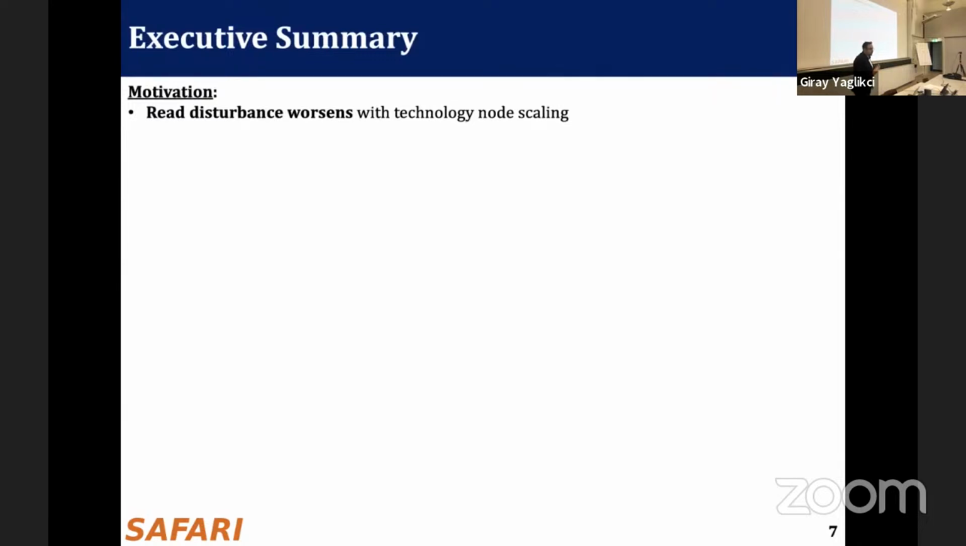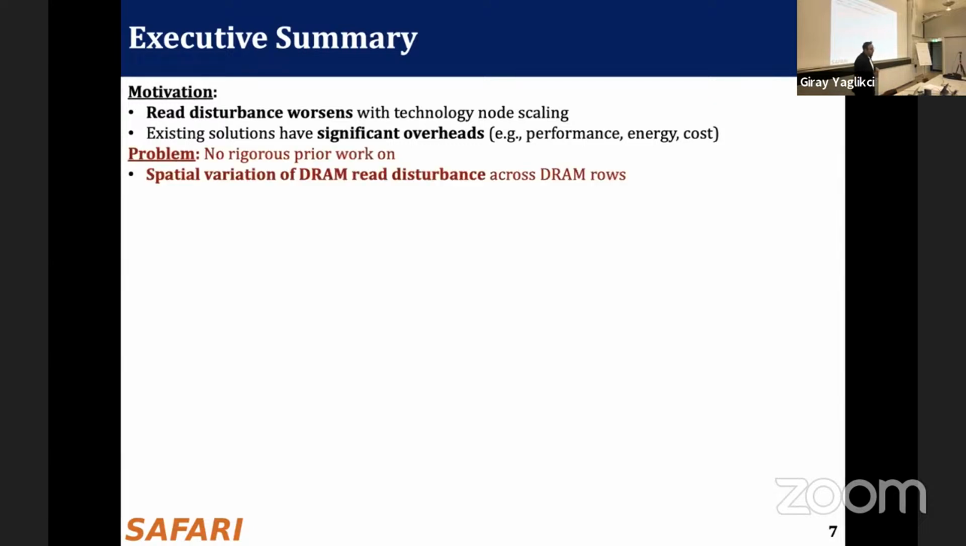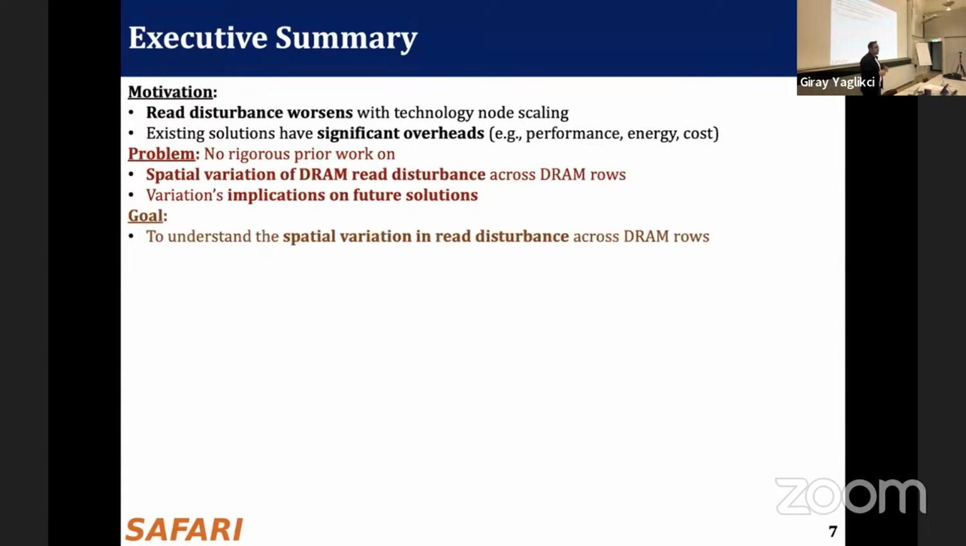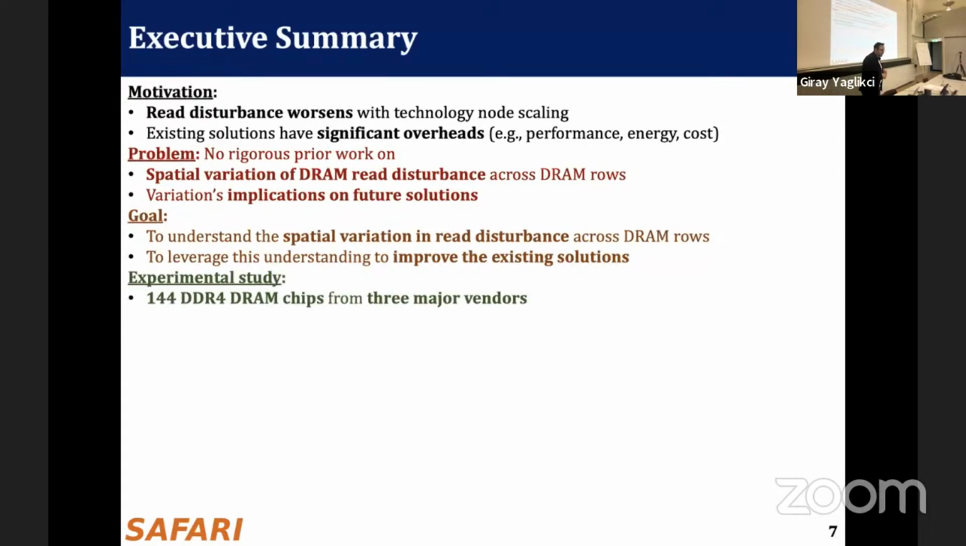As you know, read disturbance worsens with technological scaling. With newer chips, we have increased vulnerability, and existing solutions already have significant performance, energy, and cost overheads. Unfortunately, there's no rigorous prior work on the spatial variation of DRAM read disturbance across DRAM rows, and its implications on future solutions. So in this work, our goal is to understand the spatial variation in read disturbance across different DRAM rows and leverage that information to improve the existing solutions.